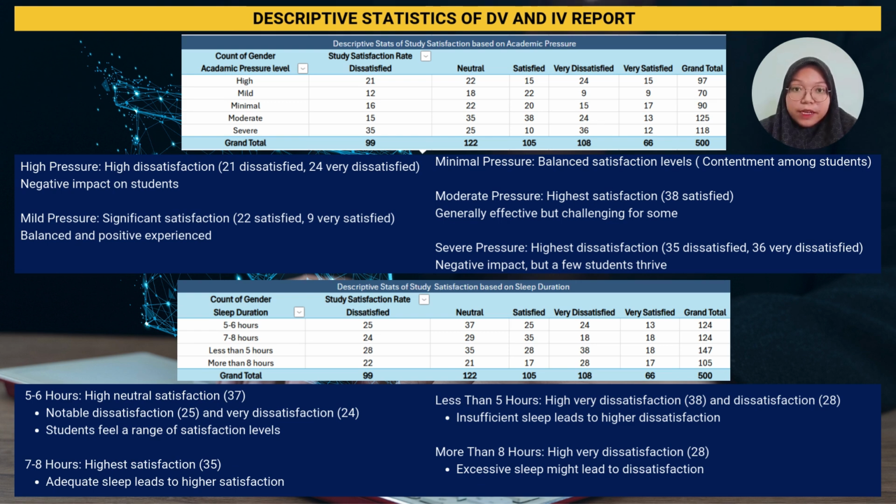Today I will be presenting the descriptive statistics of dependent and independent variables based on academic pressure, sleep duration, financial stress, and suicidal thoughts, focusing on their impact on student satisfaction levels.